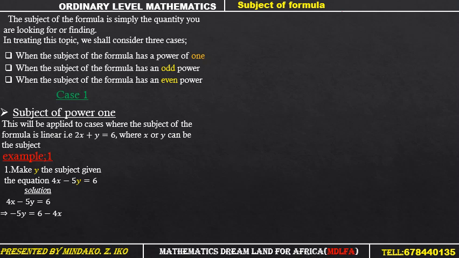So here now we notice that negative 5y, this negative 5, is actually disturbing this y.